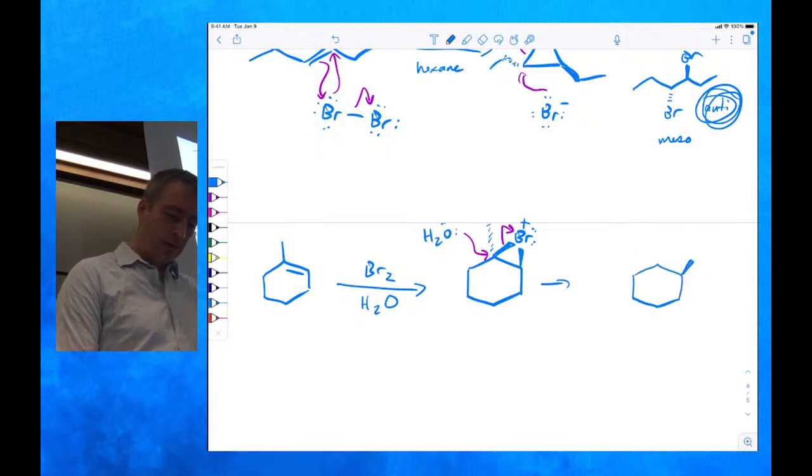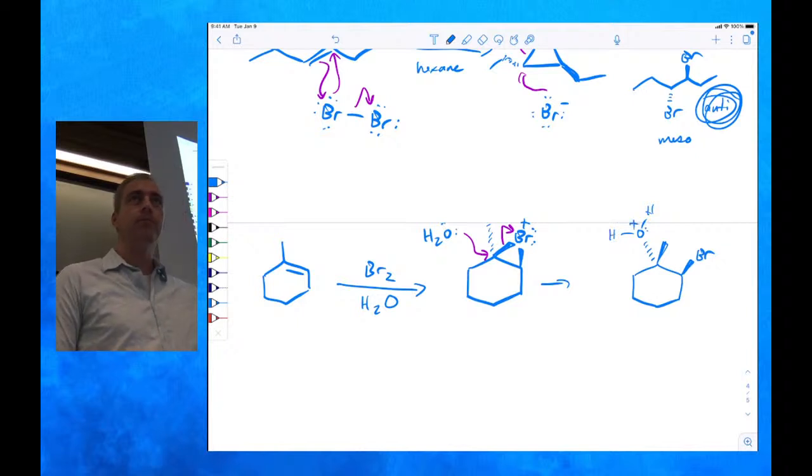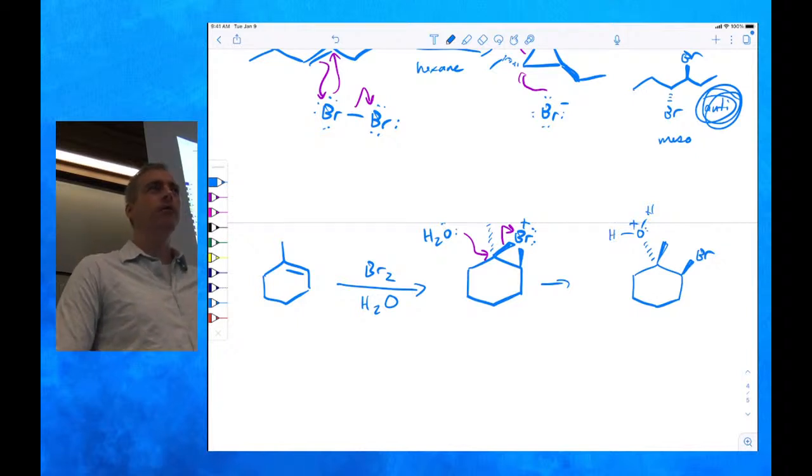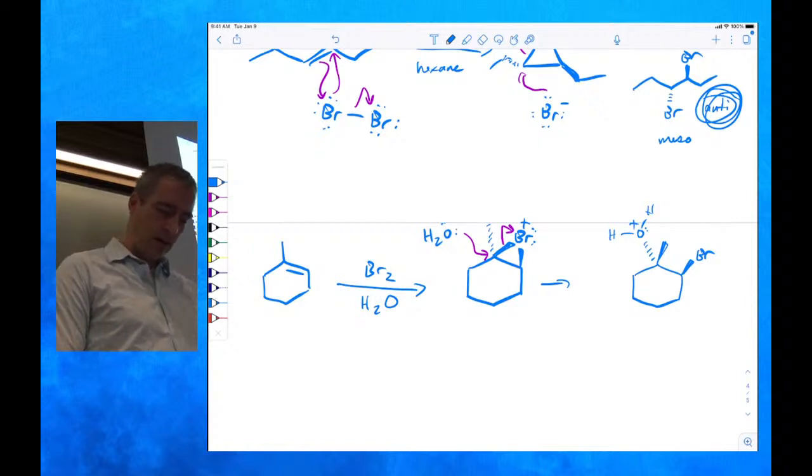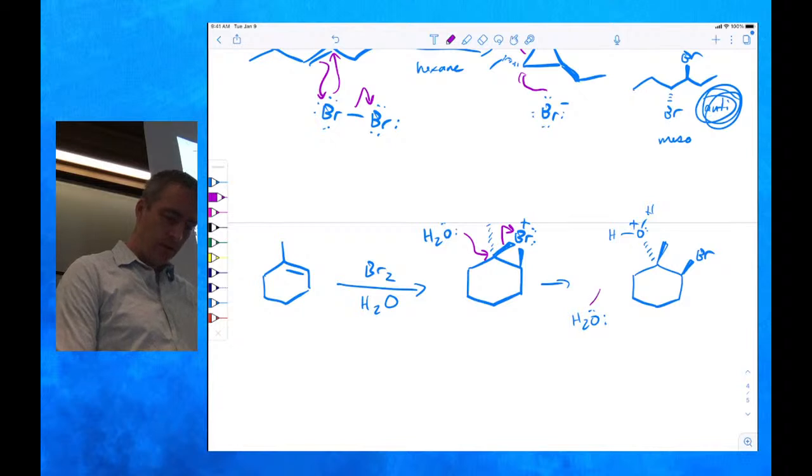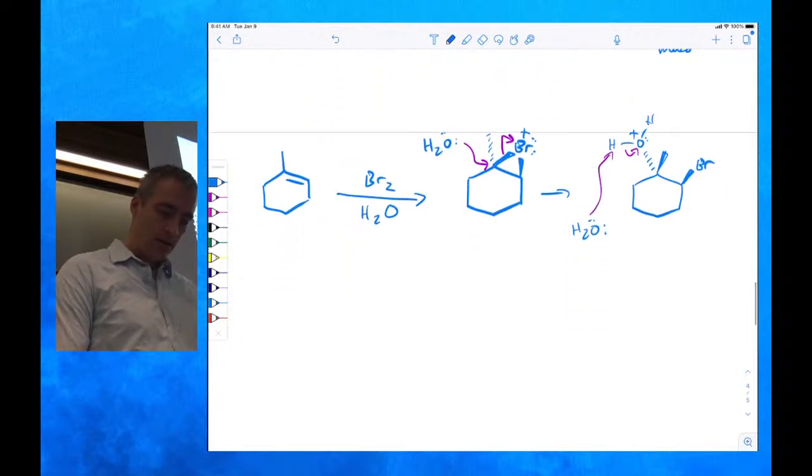So that produces a Br over here. It puts a methyl there. And the water has attacked from behind. And we know we don't like charged products, so we are going to bring a water in, and it's going to deprotonate that, to give you your final product.